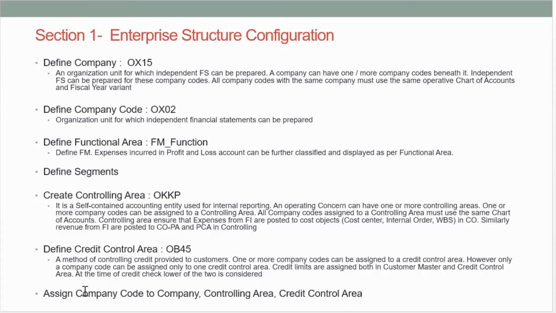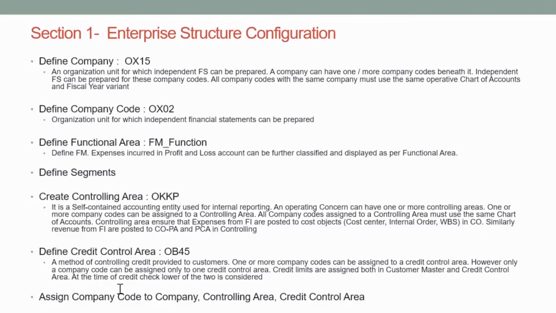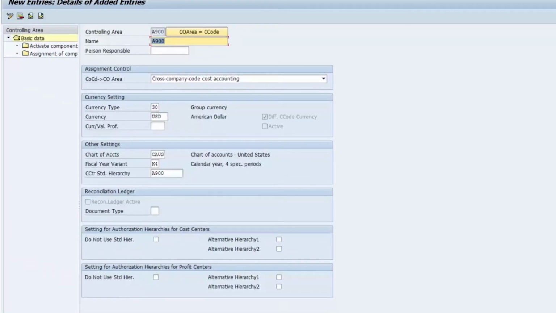The next organizational unit is credit control area. Okay, credit control area is a mechanism to control credit which is provided to the customers. Credit control areas are defined below the client, but they are defined above the company code level in the organizational hierarchy. Credit control area can have one or more company codes assigned to it. However, one company code can have only one credit control area. Let's go to transaction code OB45 and define credit control area. OB45.